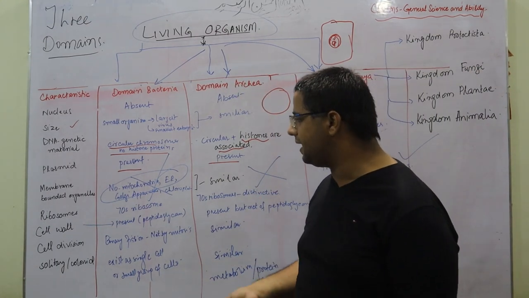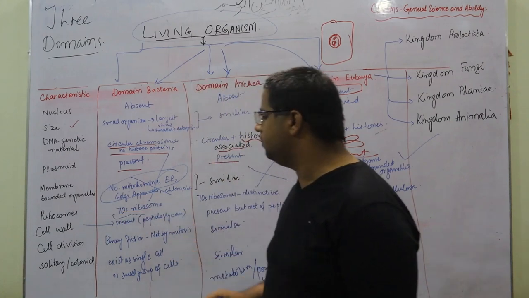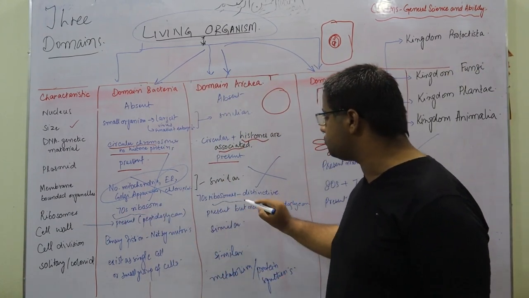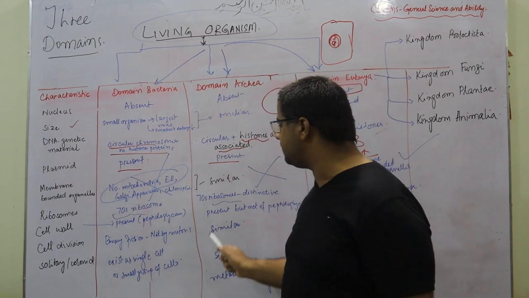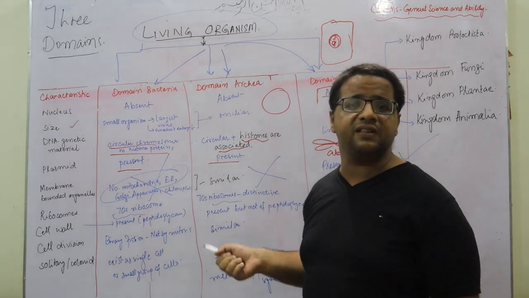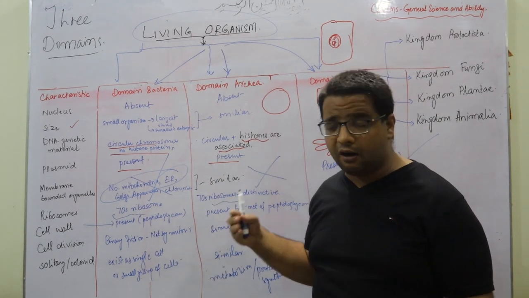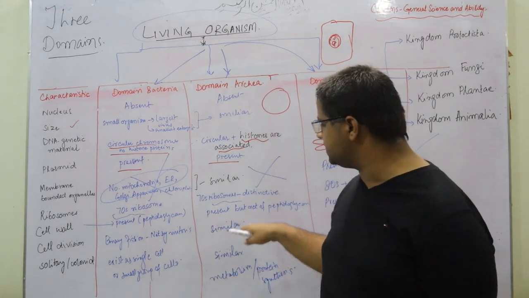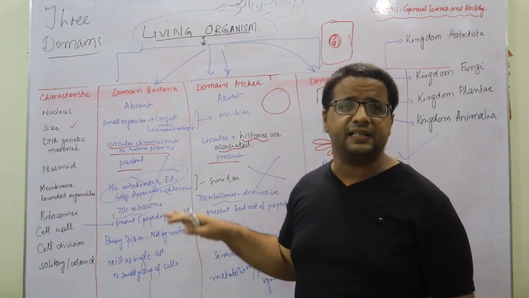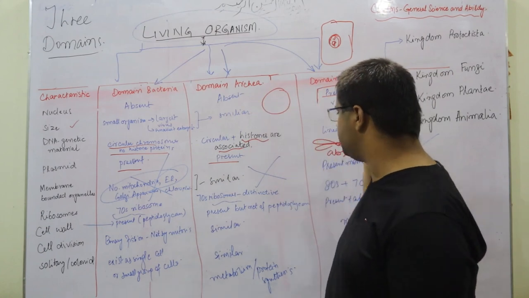Next is ribosome. Bacteria contain 70S ribosomes, which are the smallest ribosomes. Domain archaea also contains 70S ribosomes, but they are distinct from bacteria. They perform functions like domain eukaryota. These ribosomes are involved in the process of protein synthesis, and they are more functionally related to domain eukaryota.